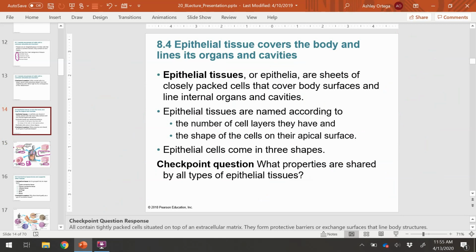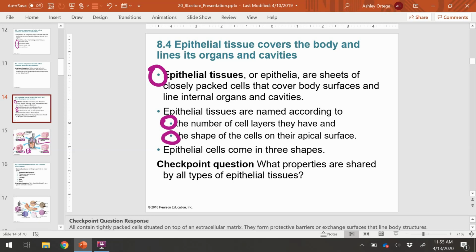And so that's the epithelial tissues. You want to know the number of cell layers. Simple is 1 layer, stratified is multiple layers, and then the 3 shapes. The 3 shapes are squamous, cuboidal, and columnar, as well as just the general function of epithelial tissue.